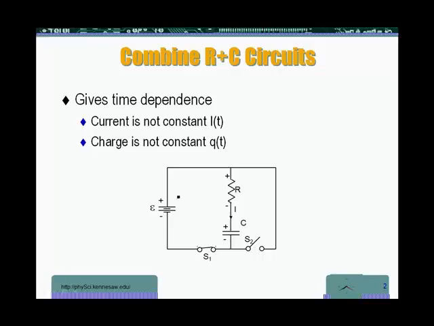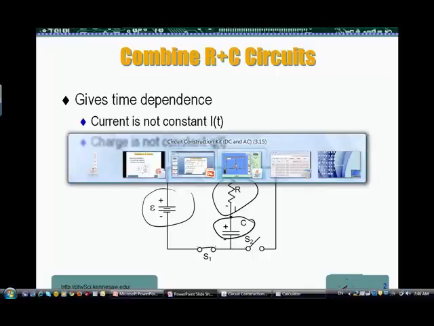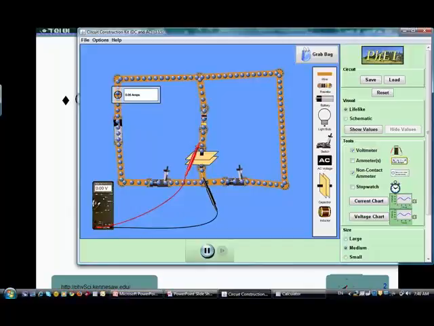Consider this circuit where we have a power source, a resistor, and a capacitor. We are going to look at this circuit here in a simulation format. Now we have the power source, a battery, in this case a 9-volt battery, a resistor, and a capacitor that you have here.